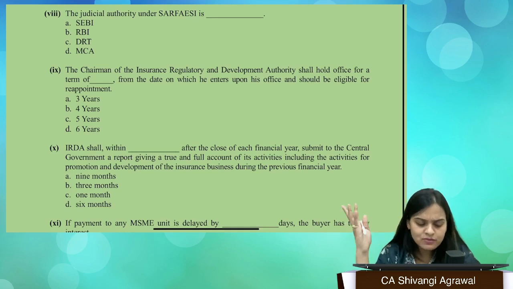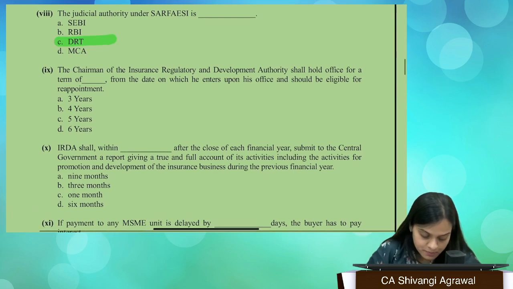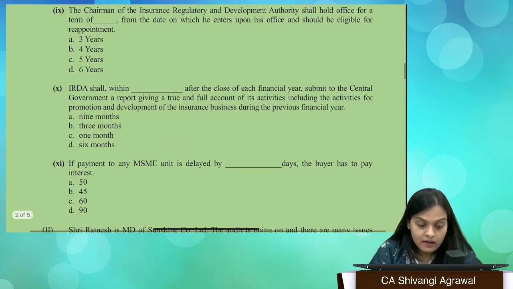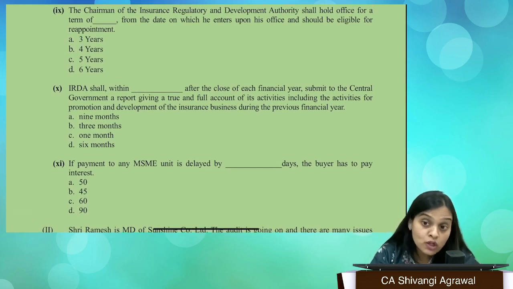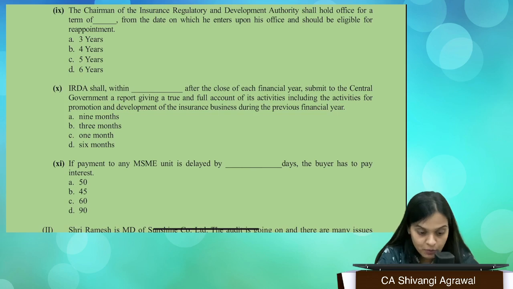We also have a Recovery of Debts and Bankruptcy Act. Don't get into that. So simple, DRT. The next question. The chairman of IRDA shall hold office for a term of from the date upon which he enters his office and should be eligible for reappointment. Of course, he is eligible for reappointment.